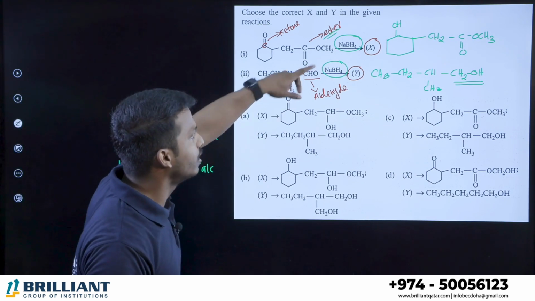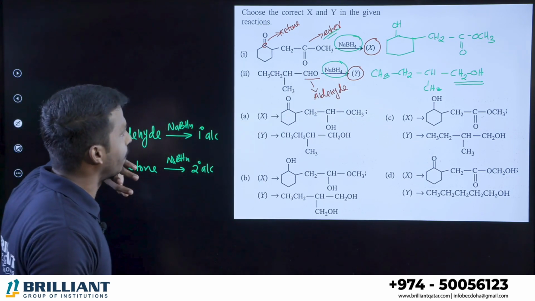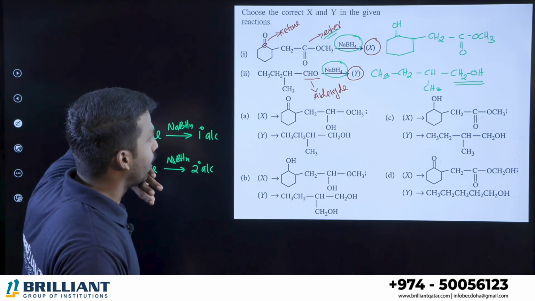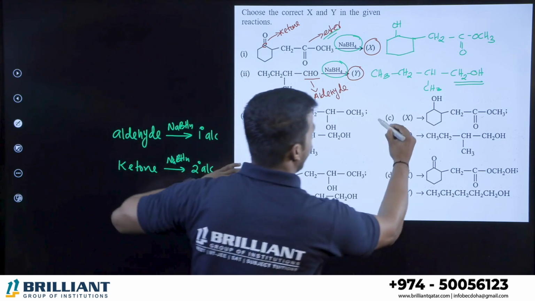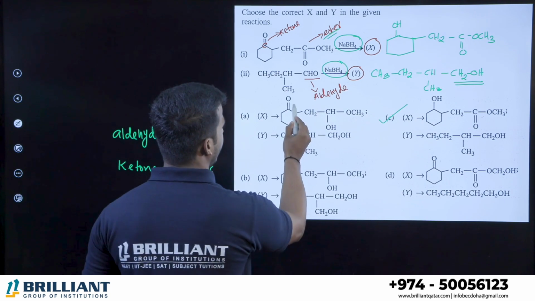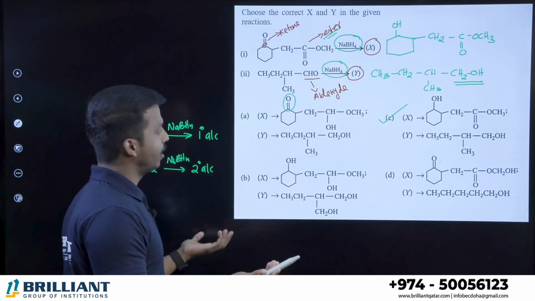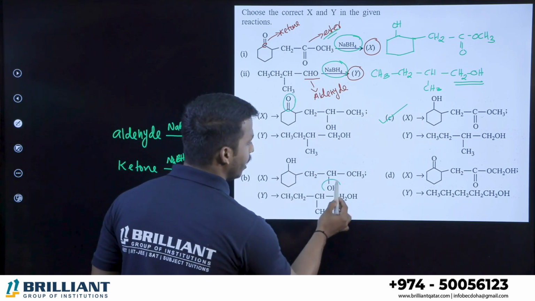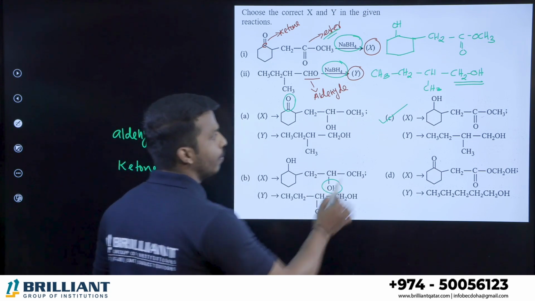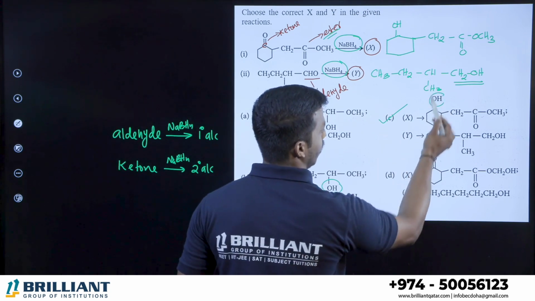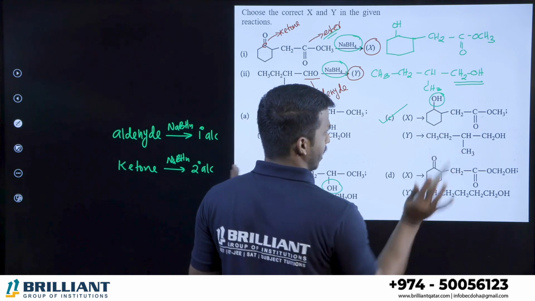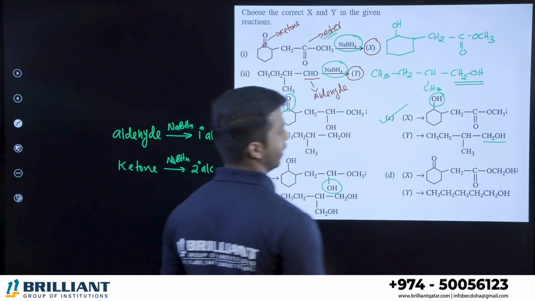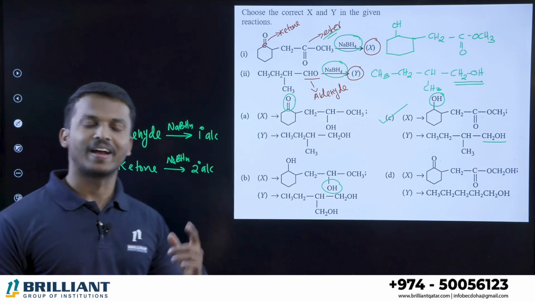Can you find out this X and Y in this option? Where is X and Y located? I think option C, right? Option C. In option A, they didn't make any changes in ketone. Option B, they reduce ester also, which should not be done. But here, they reduce the ketone. Ester, they didn't do anything. And alcohol, yes. Option C is the correct answer.